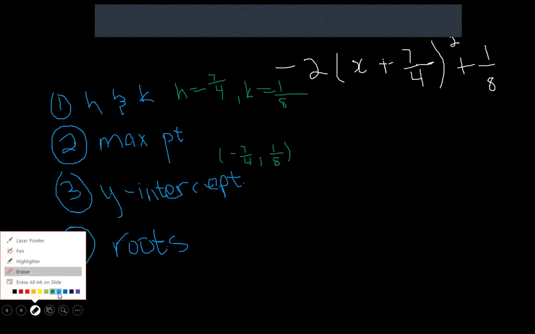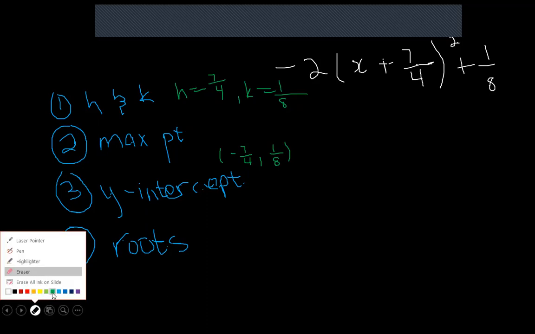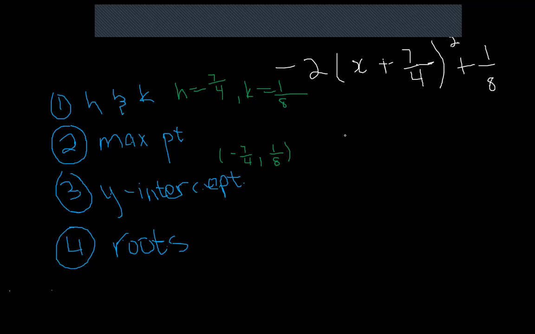f of x is equal to, let me use a different color. This is what they gave us, right? At the beginning of the question, before we completed the square, they told us that the function f of x is equal to minus 2x squared, minus 7x.